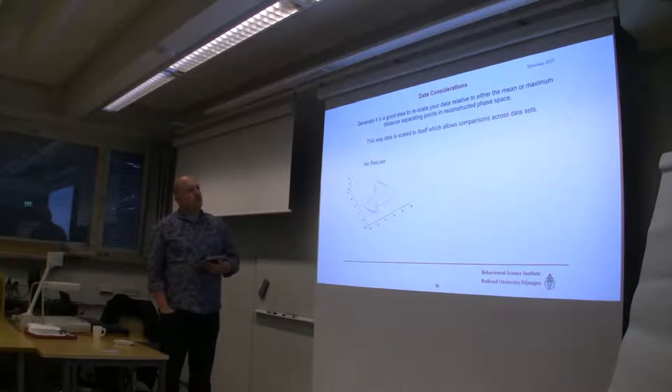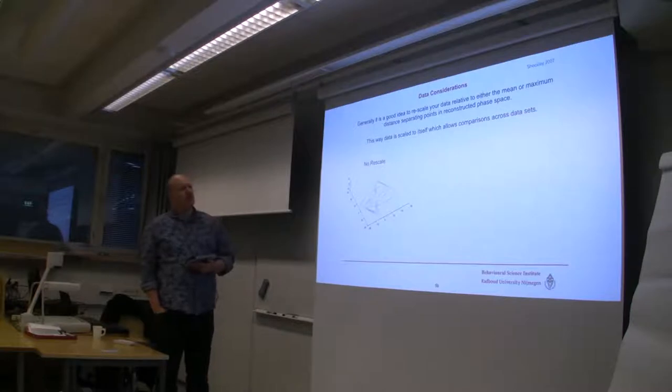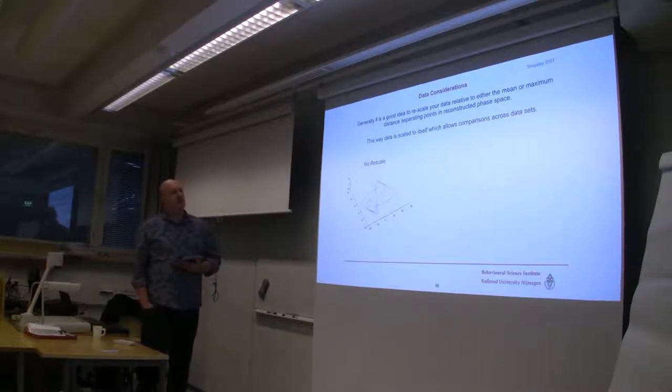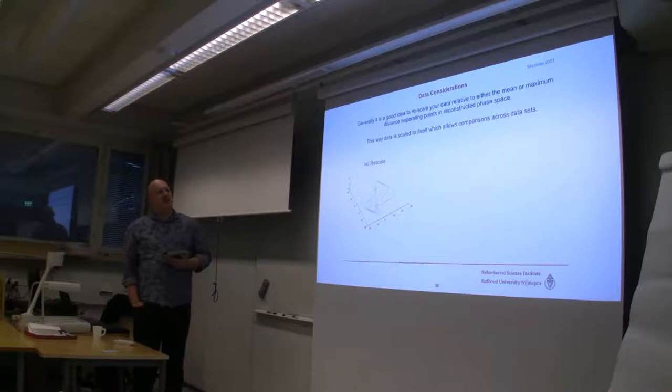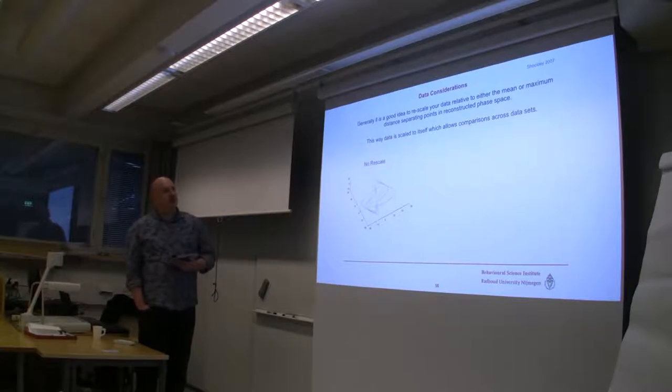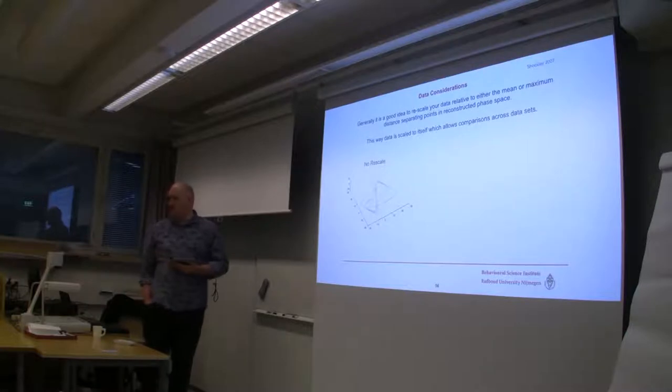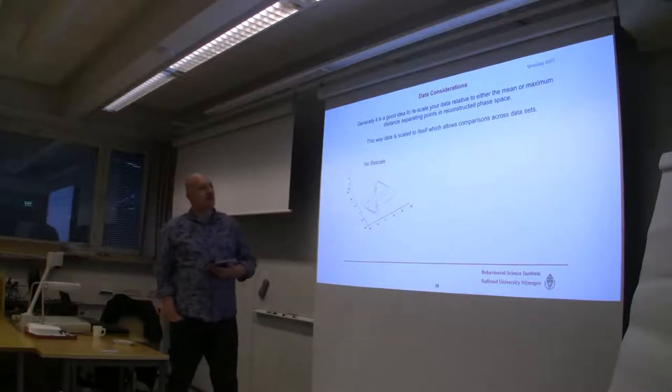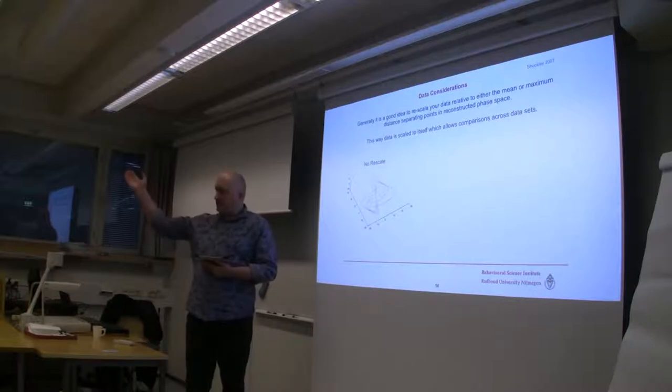Maybe we should say something about the data considerations. These are sort of recommendations that differ from author to author of what you actually do. Very often the data are rescaled, and very often the distances that you get, once you've created this recurrence matrix, they sometimes divide by the maximum distance that you find in the distance matrix. So this then becomes one, and you have values varying from 0 to 1.